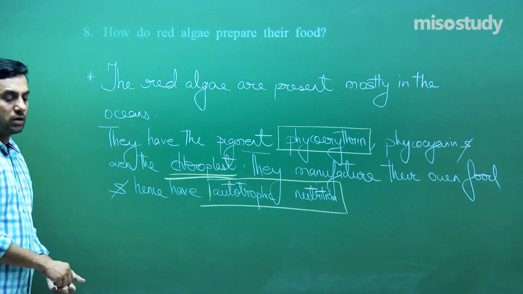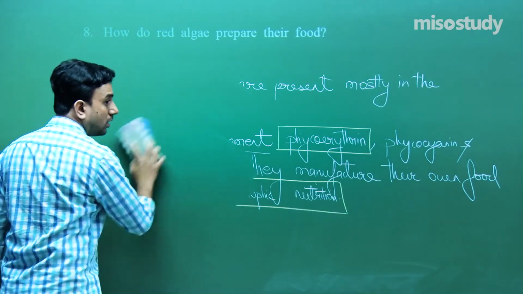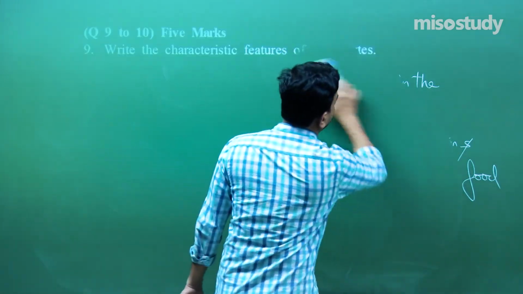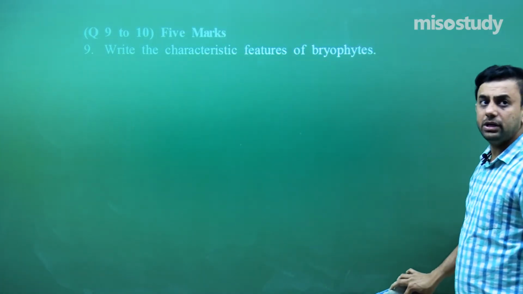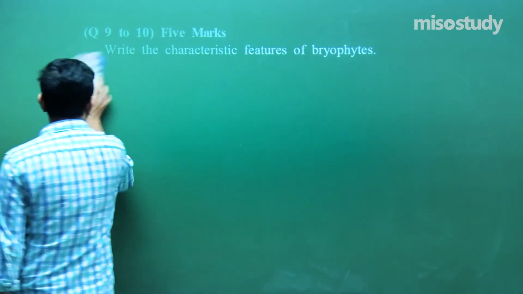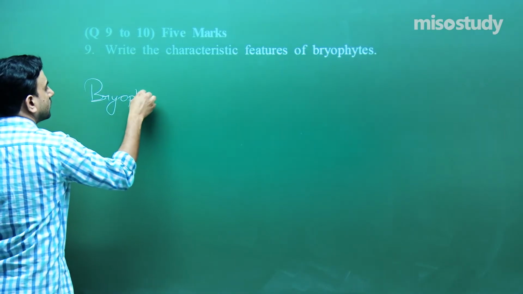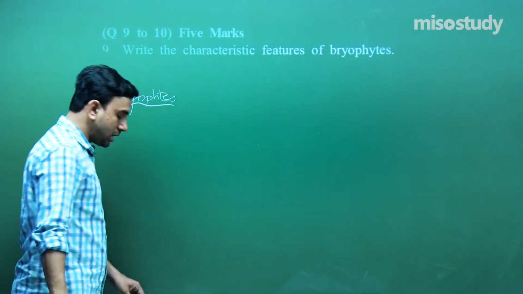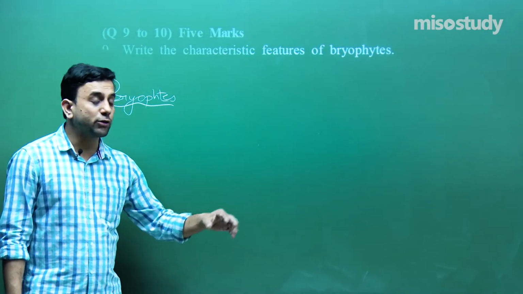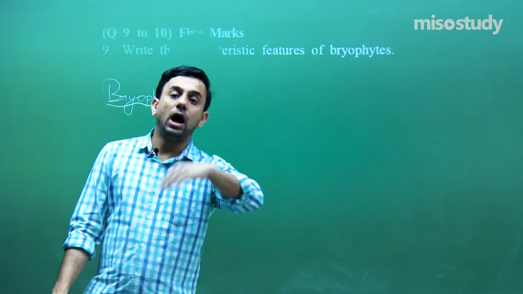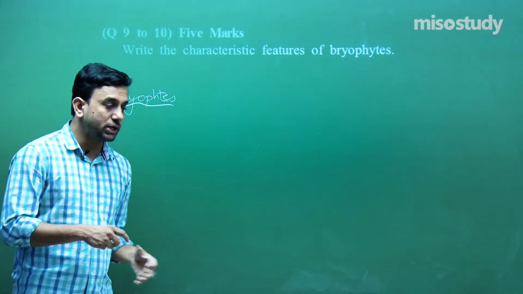Now we are done with this question, and we will move on to the next question. Write the characteristic features of the bryophytes. Now, when we talk about the evolutionary lineage, we saw the thallophyta, then the bryophyta, so they come just after the thallophyta. The thallophyta have a thallus body. Their body is not differentiated into root, stem, and leaves.